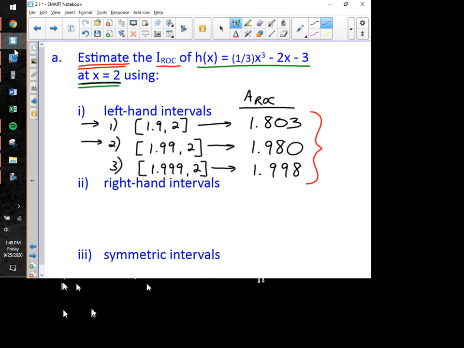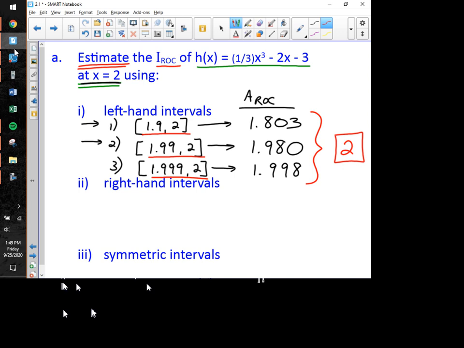What I'm realizing now is that as my interval, b minus a, gets smaller and smaller and smaller and approaches 0, it never equals 0, but it approaches 0, look at your three average rates of change. They are beginning to approach one finite value, and I think we can see the value we are approaching here is 2. So the left-hand intervals certainly seem to suggest that the instantaneous rate of change of this function at x equals 2 is 2. That would be my estimate right now.